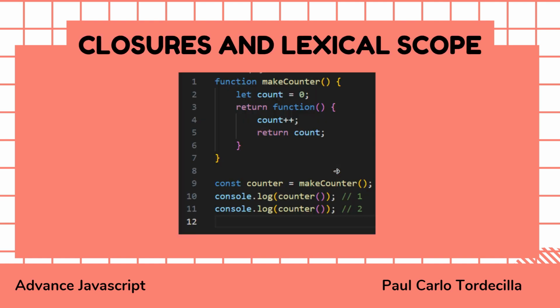Closure and lexical scope. Closures are a powerful feature in JavaScript that rely on lexical scope. A closure is created when a function retains access to its lexical scope, even when the function is executed outside the scope. Here, in the example, the inner function returned by makeCounter retains access to the counter variable here and creates a closure.